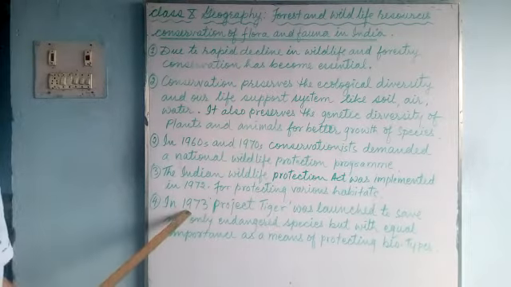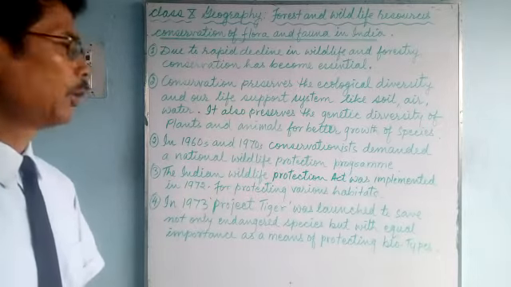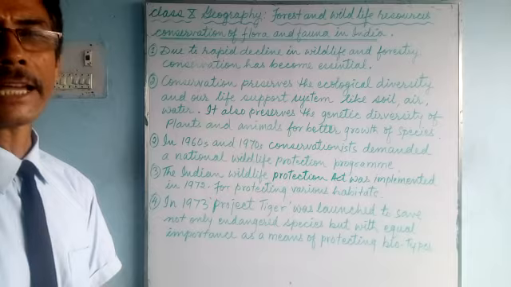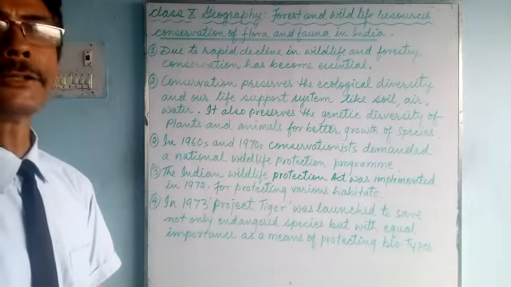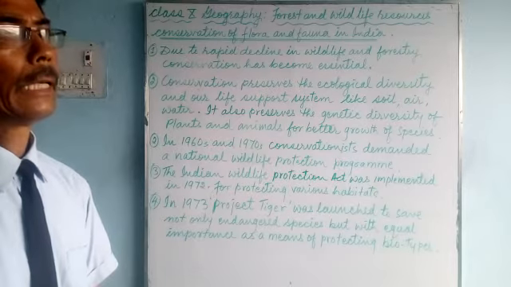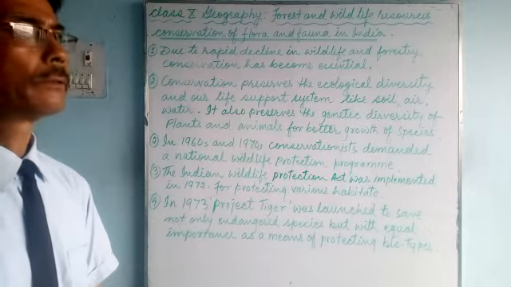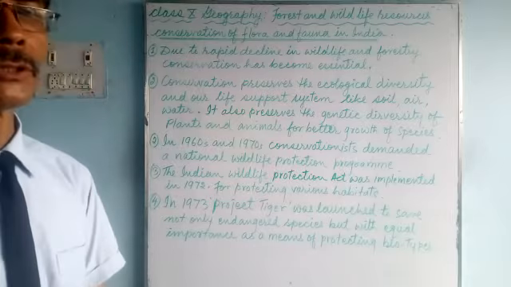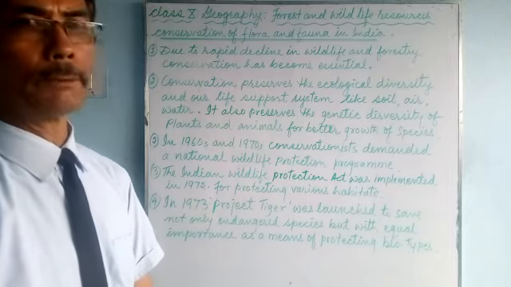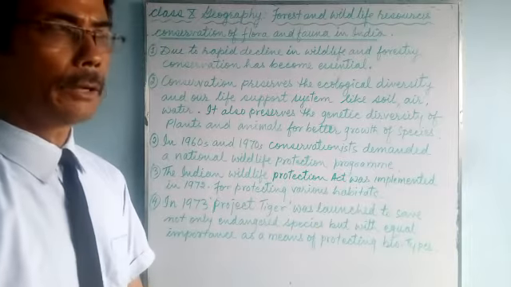In 1973, Project Tiger was started, in order to save the population of tigers, because people used to hunt tigers. They were killed for skin and bones, and sold in the international market for a huge sum of money. But from 1973, Project Tiger was launched so that tigers could be protected in the forest. They are the beauty of the forest, so they have to be protected. Project Tiger was launched because their numbers were reduced.